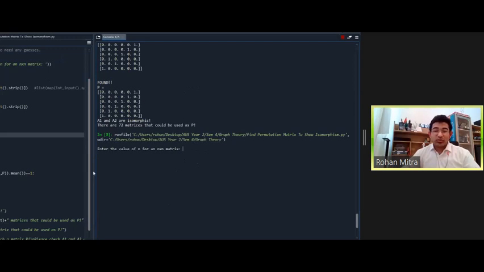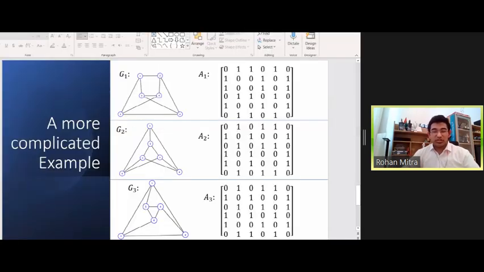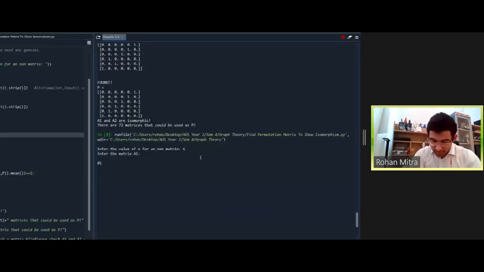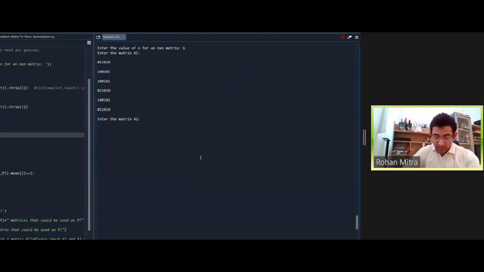Now let's take a look at G1 and G3. Let's test the isomorphism between G1 and G3. So once again, I'm going to input 6 and G1: 1 0 1 0 0 1 0 1, 1 0 0 1 0 1, 0 1 1 0 1 0, 1 0 0 1 0 1, 0 1 1 0 1 0, and then the matrix A2, which will now be the third graph's matrix, right? 0 1 0 1 1 0, 1 0 1 0 0 1, 0 1 0 1 0 1. Okay, where was I? And it's 1 0 0 1 0 1, and the last row 0 1 1 0 1 0.